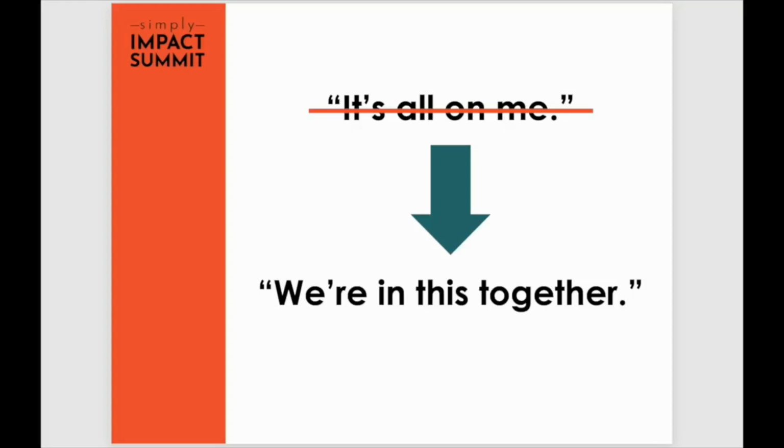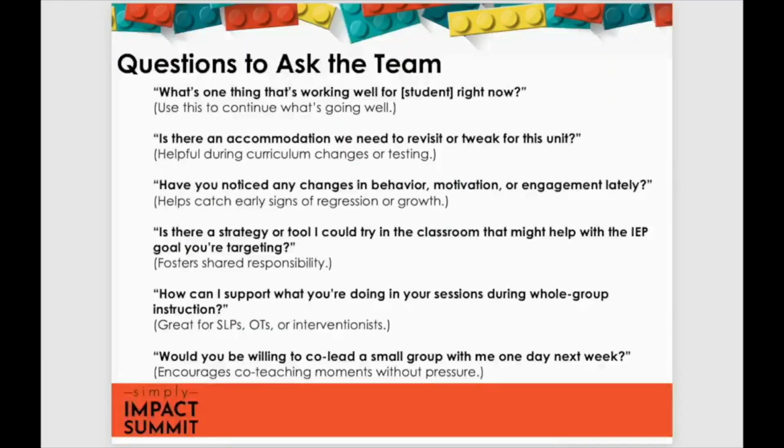So let's go through a couple of things together. First, we're going to talk about different questions that you can ask the team as the general education teacher and why this is important. So the first question you can ask, and I love asking clarifying questions, is what's one thing that's working well for the student right now? This is a question that you can use to continue what's going well. And you may also be asked this question with an upcoming IEP meeting that you guys have.